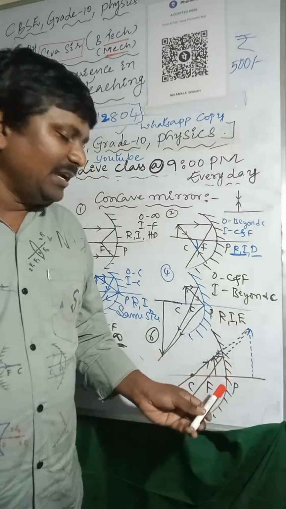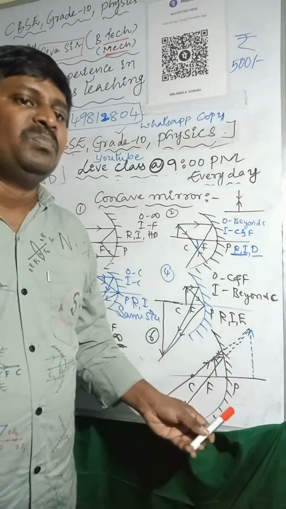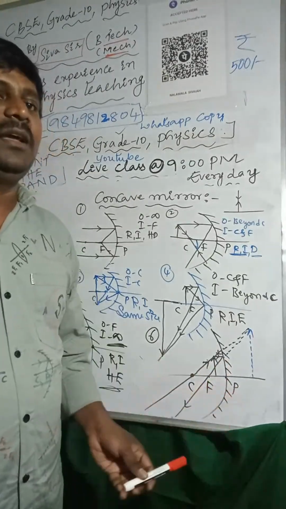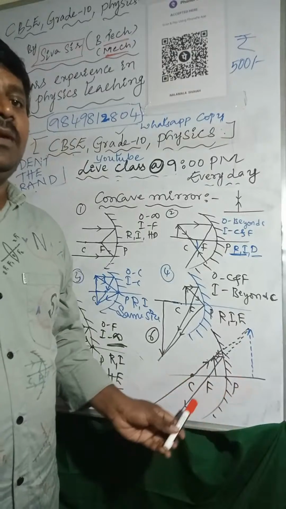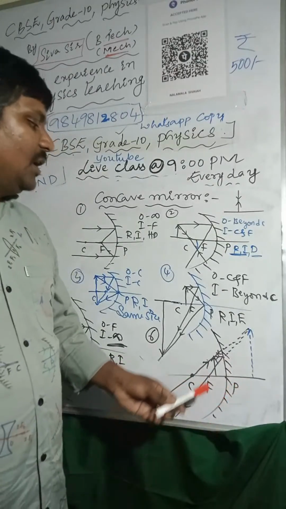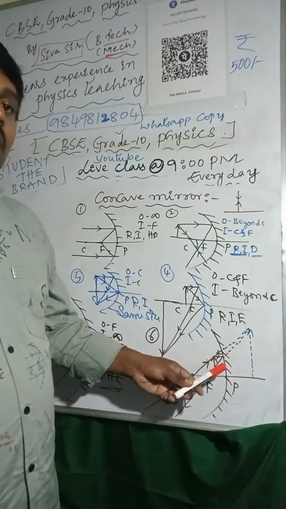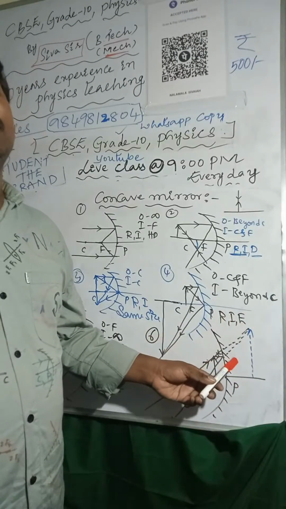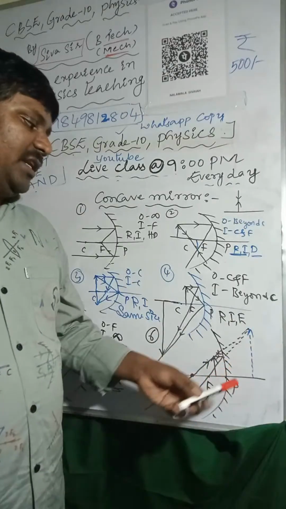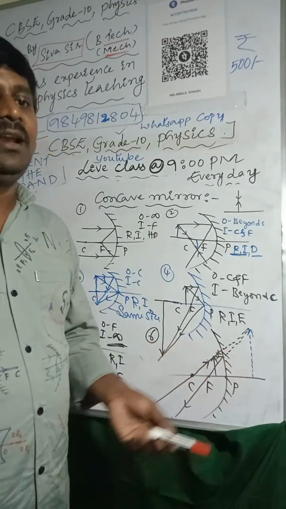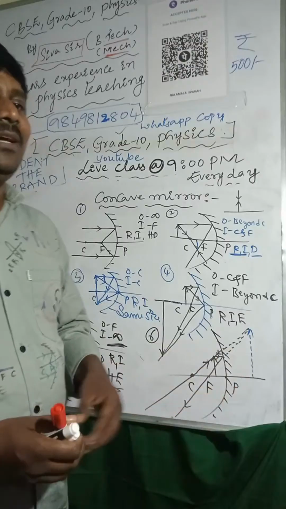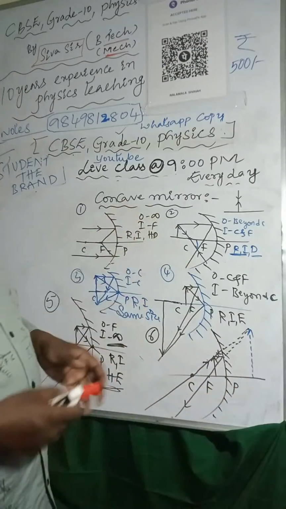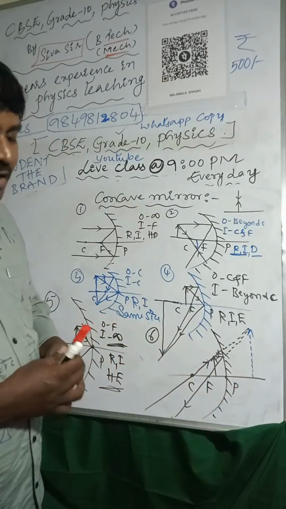So here you can see object is placed between F and P. So one light ray. Here you can see what is the nature of the image. Nature of the image is virtual, erect and enlarged. So these are the image formations of concave mirror.